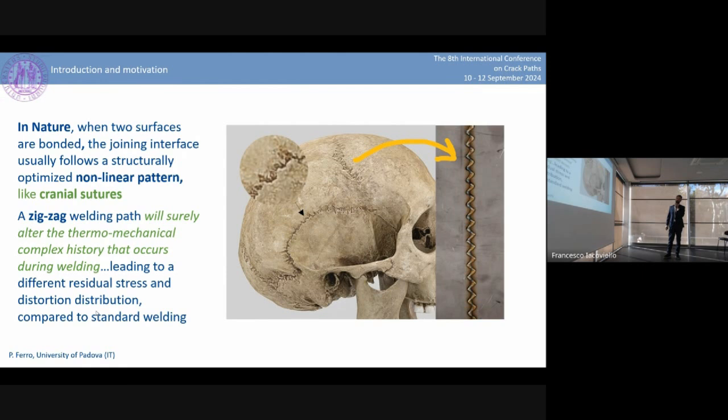It is certain that by modifying the welding path, we modify the thermal and mechanical history of the points that are very close to the material that we need to weld. So we are confident that by using a different path, we can modify the residual stress distribution and also the distortion that we obtain, compared, of course, to the standard butt joint that uses a straight path.